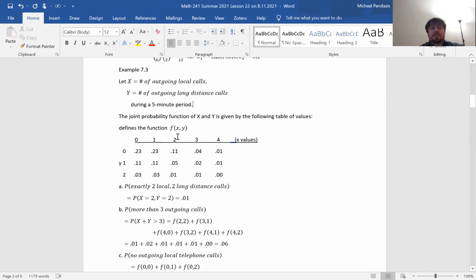It's either 2 plus 2. So we want the probability that X equals 2 and Y equals 2, plus the probability that X equals 3 and Y equals 1, right? Plus the probability X equals 4 and Y equals 0, plus the probability X equals 3 and Y equals 2, plus the probability X equals 4 and Y equals 1, and plus the probability that X equals 4 and Y equals 2.